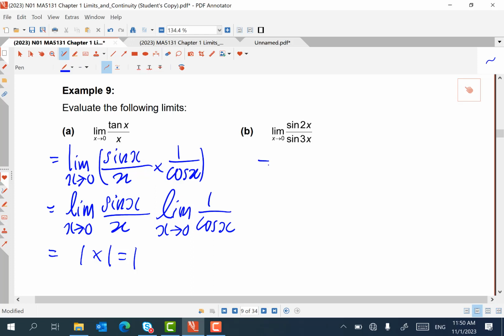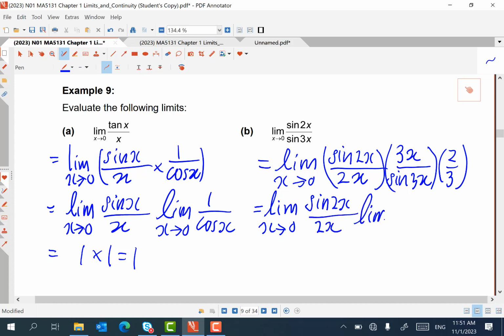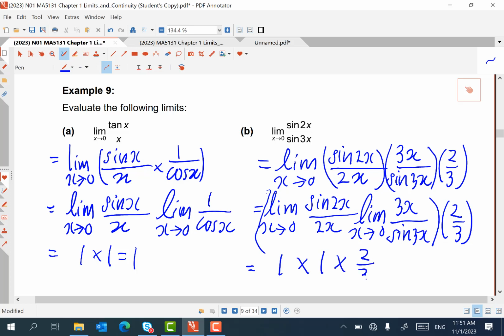And then for the next one, you can rewrite this thing like this. Sine 2x over 2x, and then 3x over sine 3x, and then you have 2 over 3, and then you can break this into, and that gives you 1 times 1 times 2/3.